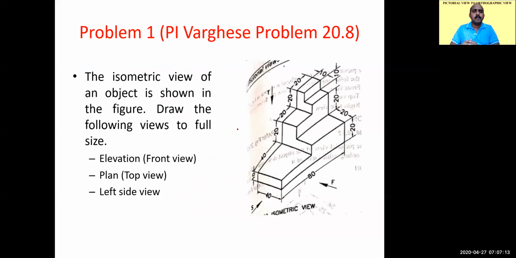This is problem number 1 in Professor P. Avari's textbook, problem number 20.8. The question is the isometric view of an object, or the pictorial view of an object, is given in the figure. This is actually a stepped block. All the dimensions given are in mm. Draw the following views.